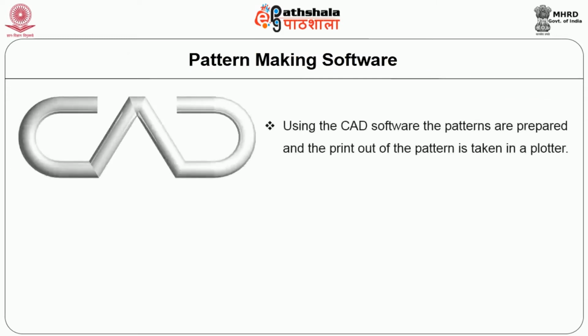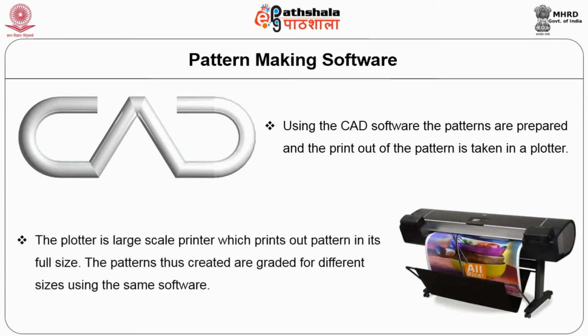In the sampling section, pattern making, grading and marker planning are done using pattern making software. Using the CAD software, the patterns are prepared and a printout of the pattern in full size is taken in a plotter. The plotter is nothing but a large scale printer which prints out the pattern in its full size. The patterns thus created are graded for different sizes using the same software.